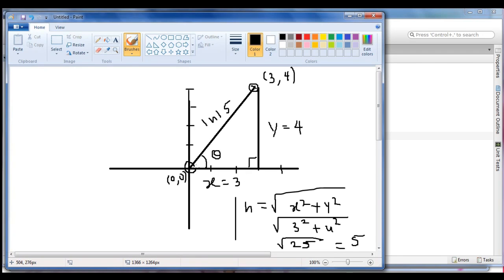Let us consider this is one point, this is another point. What is this point? 0, 0. This is another point, 3, 4. So you can consider this one as x1, y1, and this point you can consider as x2, y2. So let us write the code for this one.